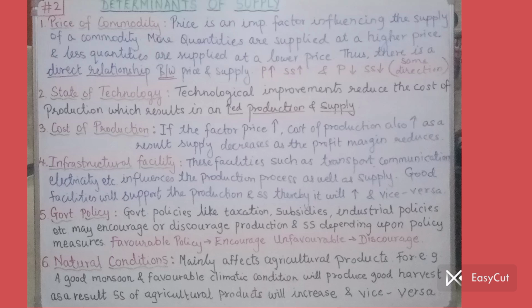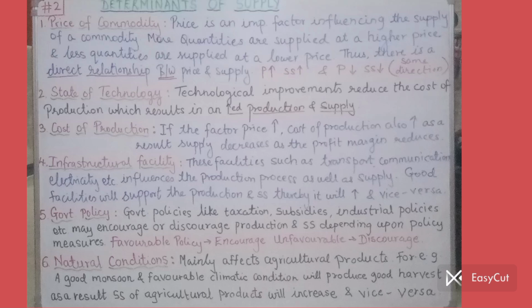This factor mainly affects agricultural products. For example, if there is good monsoon and favorable climatic conditions, then there will be good harvest, and as a result of good harvest, the supply of agricultural products will increase. And vice versa, if there is not good monsoon, supposing there are drought conditions, even famines, in that case the agricultural products will suffer. There will be decreased supply because there will be loss of crops also. This is how the natural conditions mainly affect the agricultural products.